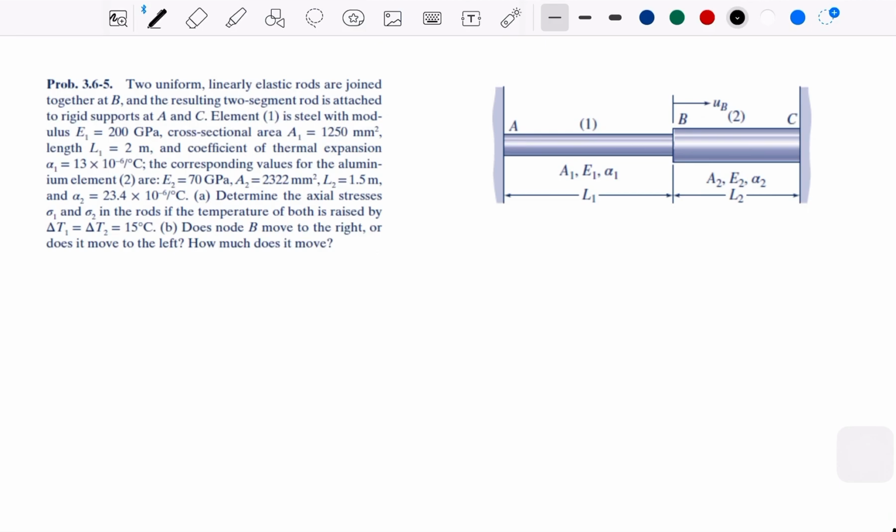So I would like to start with the two questions. This is from chapter 3, specifically the thermal expansion included here. And if you remember, we are going to use what we call the compatibility equation.